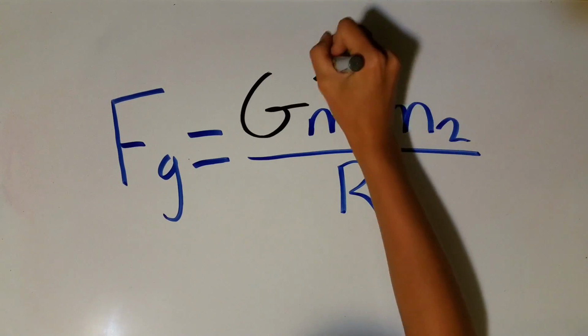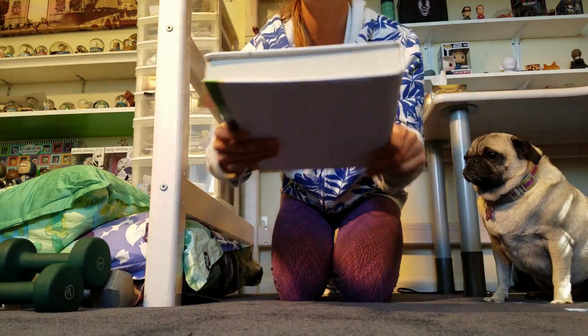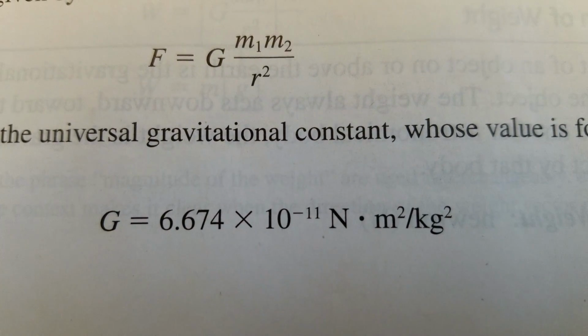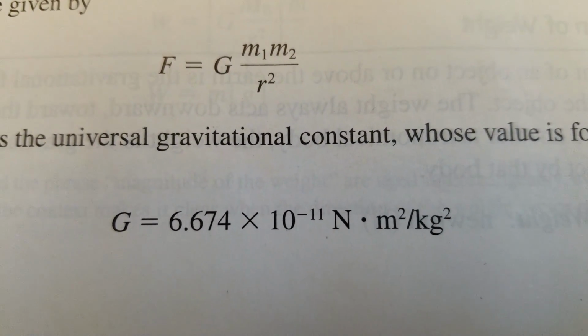No one knew yet what the constant G was, it was just thought of as a constant. I wanted to know what it is, so I turned to our AP system. All I got was a number, 6.674 times 10 to the negative 11th newton times meter squared divided by kilogram squared. That literally tells me nothing.